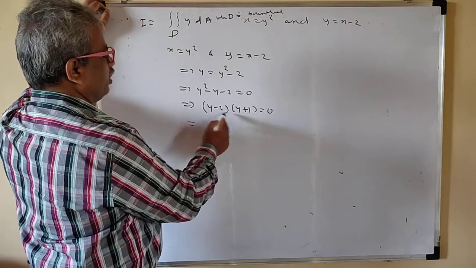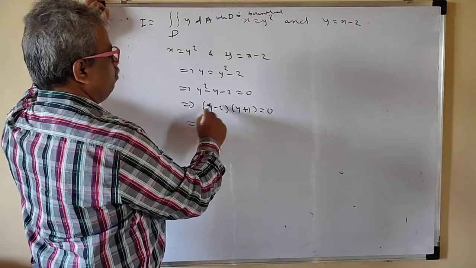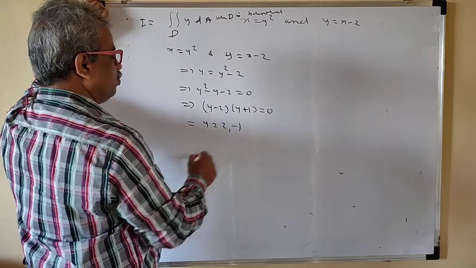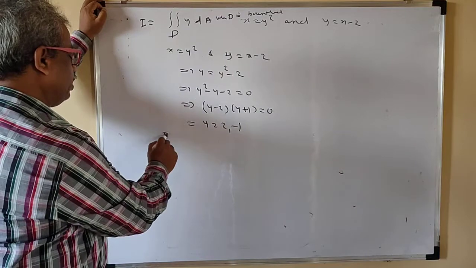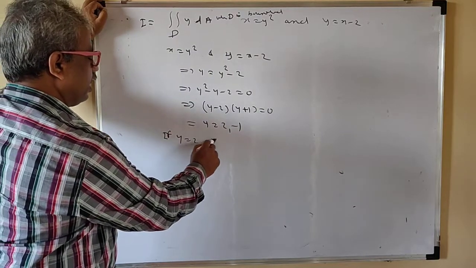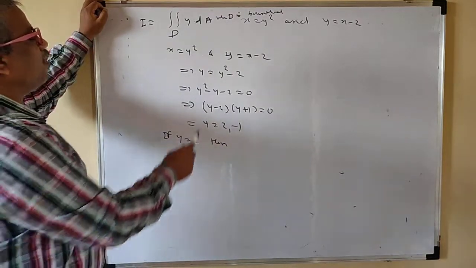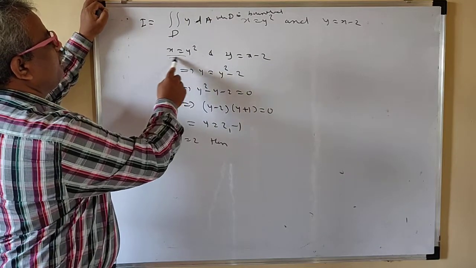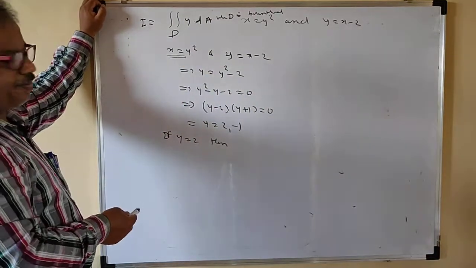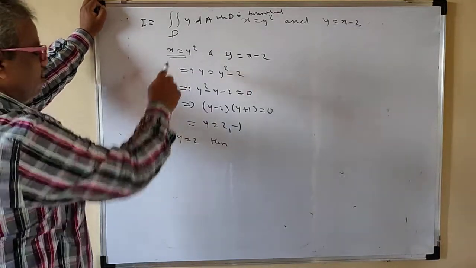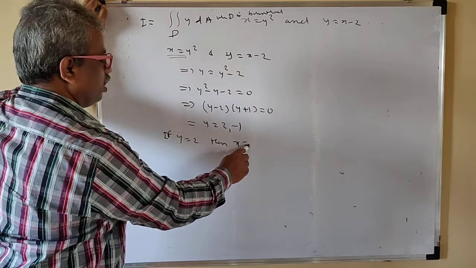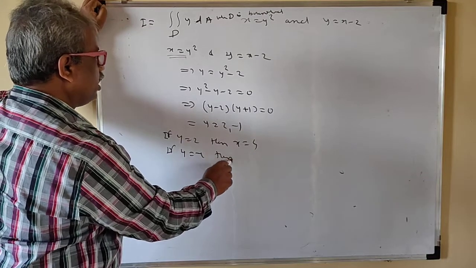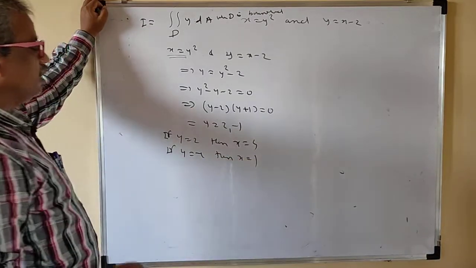See, this product is minus 2 and the sum is minus 1. So y is equal to 2 and y is equal to minus 1. We have put x is equal to y square, so with the help of this equation we find the value of x. If y is equal to 2, then x is 4. If y is equal to minus 1, then x is 1.